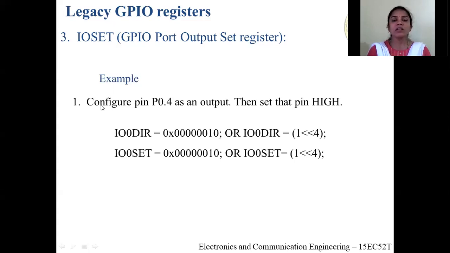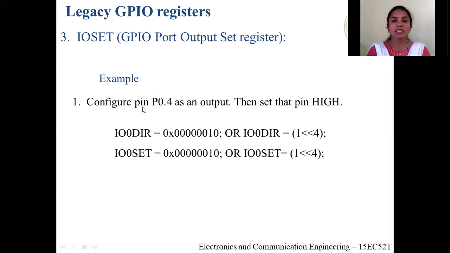For example, configure pin port 0.4 as an output pin. Here we are individually setting a single pin as an output pin, then setting that pin high, and then sending logical value 1 on that pin. For that we have to use these instructions. First we have to configure. By default all pins act as input pins. Therefore first we have to configure the fourth pin of port 0 as an output pin.